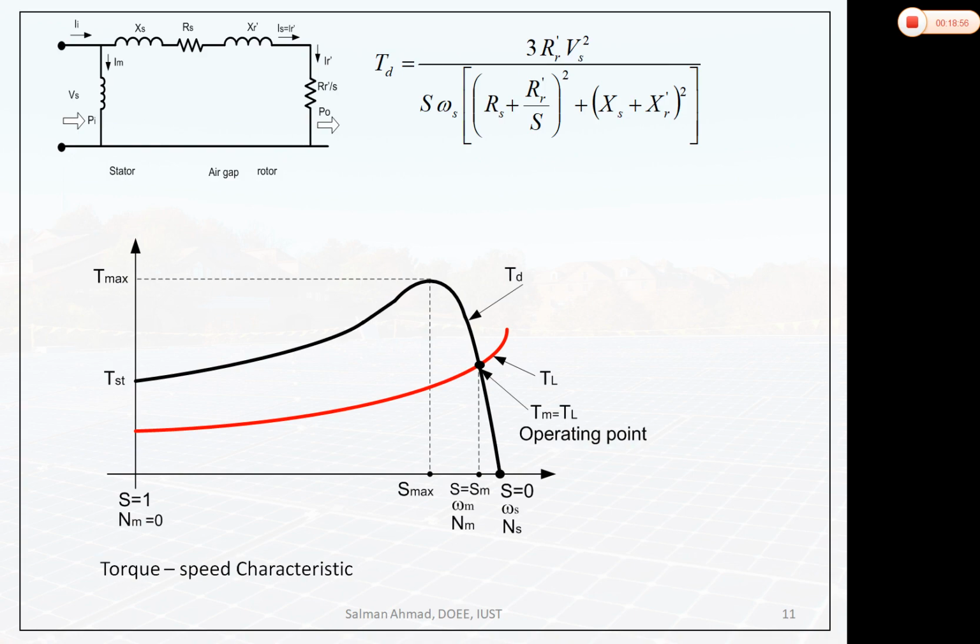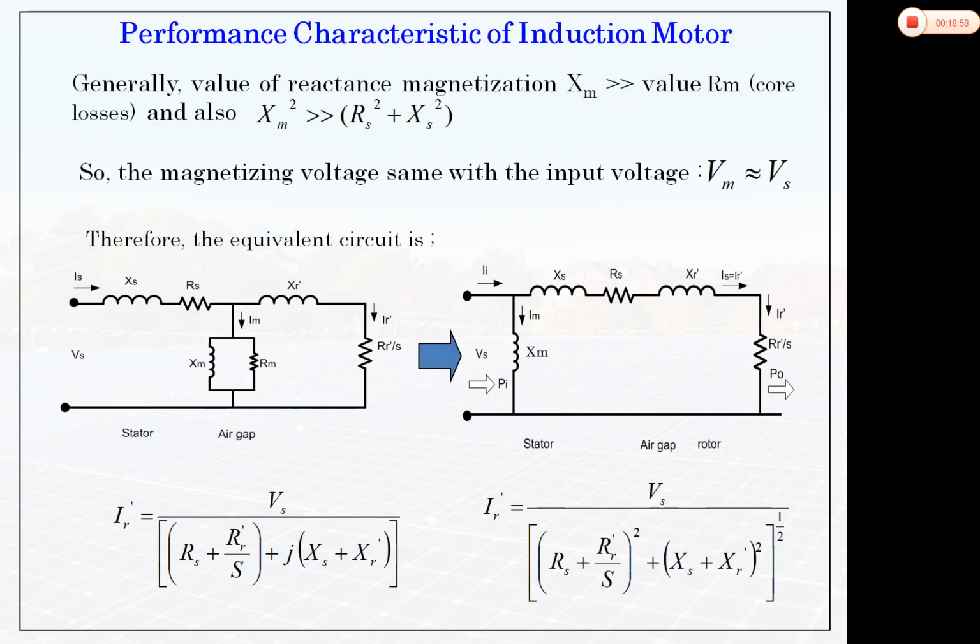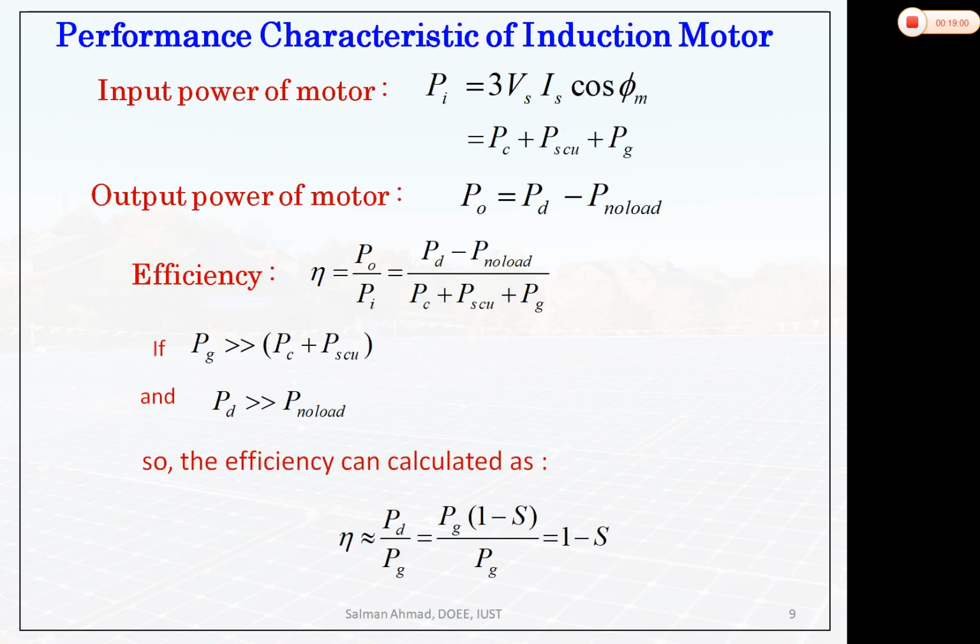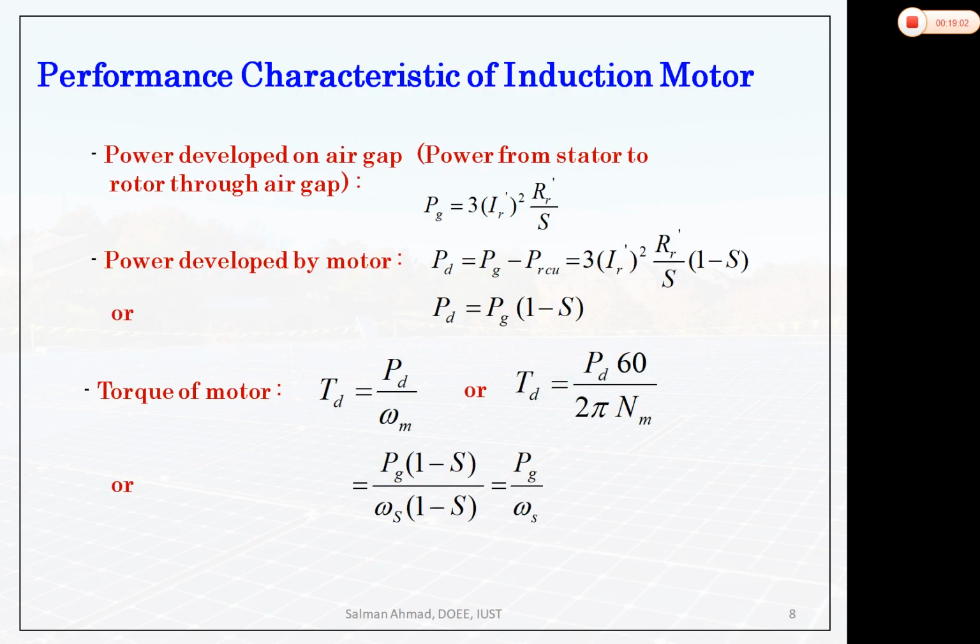Now developed torque we can compute from the previous expression, that is Pg (1 minus S), or you can compute what Pg is. Pg is 3 IR prime square Rr prime upon S.